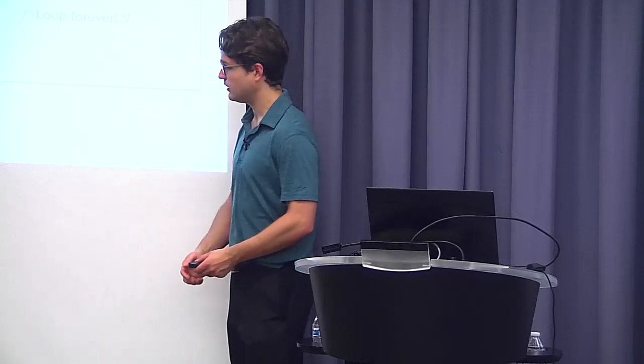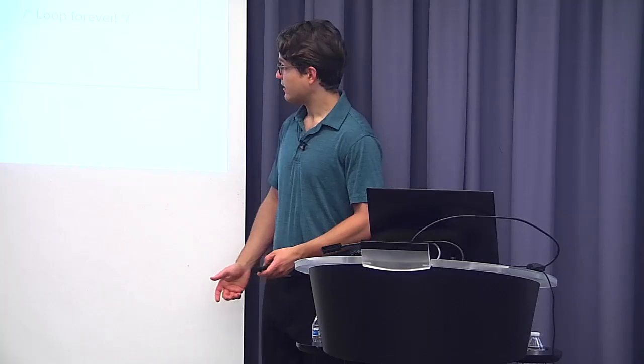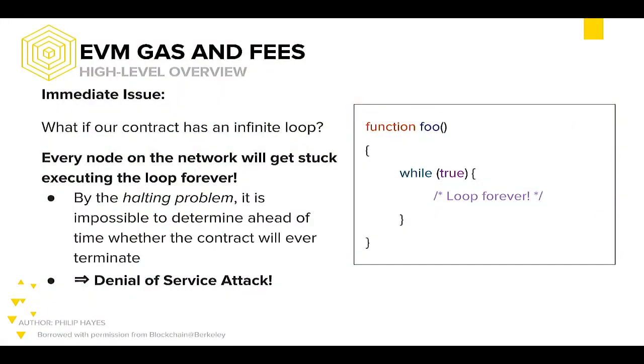Okay, let's talk about infinite loops. Yeah, we certainly could write an infinite loop, and then all the miners would try to run that infinite loop, and they wouldn't finish, right? That's a problem. We could just take down the whole Ethereum network by creating a contract with an infinite loop. And the worst part is, we can't even tell if there's an infinite loop inside, because then we would have to solve the halting problem.